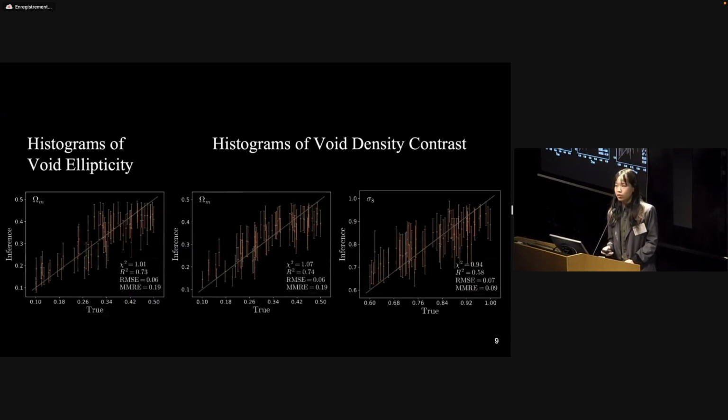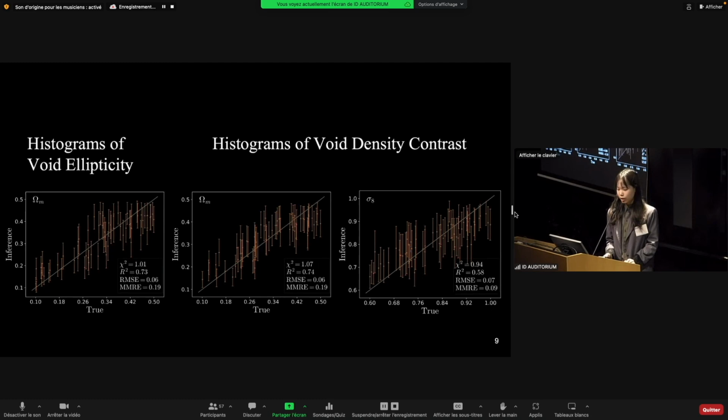So these are the results we got. From using only the histograms of void ellipticity, we're able to constrain omega matter. And with only the histogram of void density contrast, we are able to constrain both omega matter and sigma 8.